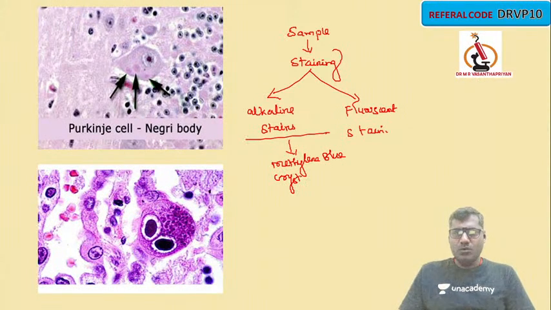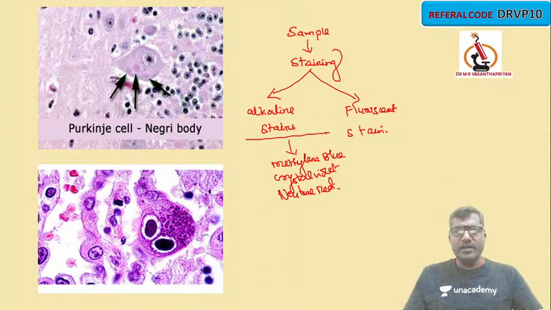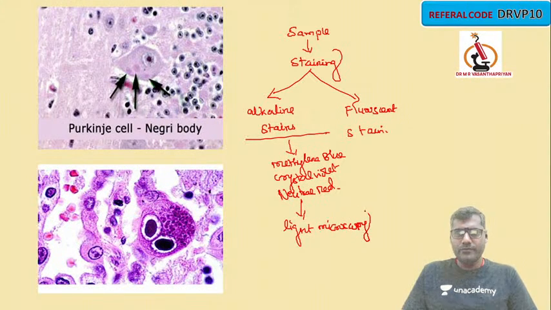Okay, that is crystal violet, or a neutral red. So these are all the stains that will be taken as the alkaline staining. Once we apply these stains, we can demonstrate the virus in a light microscopy. If we are using a fluorescent stain, for example FITC, fluorescein isothiocyanate, we have to use a fluorescent microscopy.